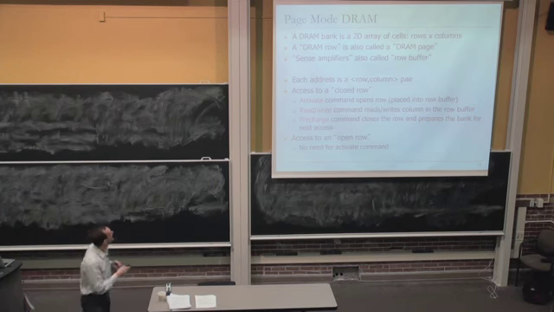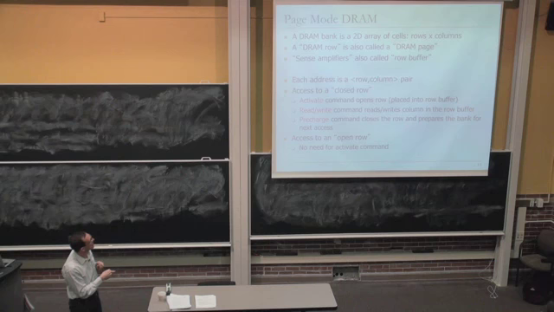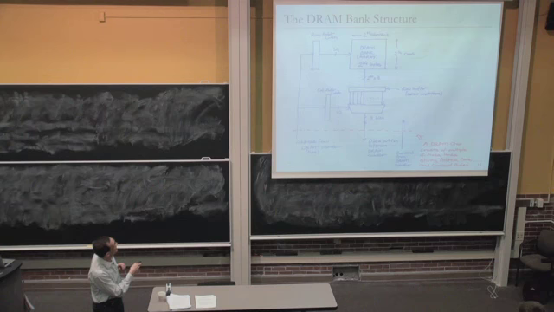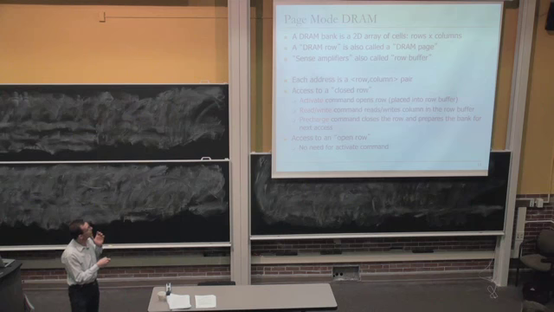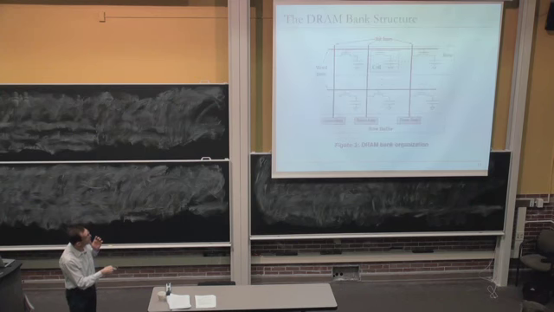So, okay. Each address is a row-column pair. And we've talked about this, right? You supply the row address first, and then the column address next. And the reason you do that is because you have a limited number of pins to the chip. You want to minimize the number of pins. So let's say you don't have a row that's in the row buffer now.